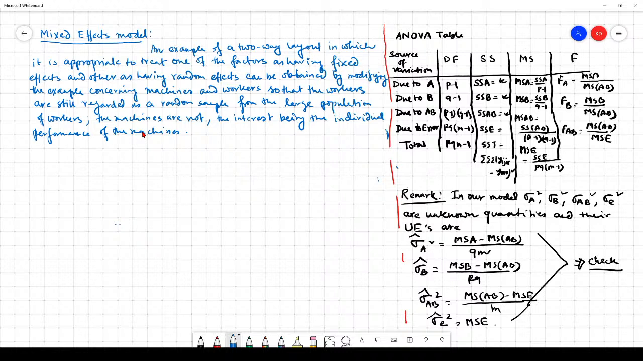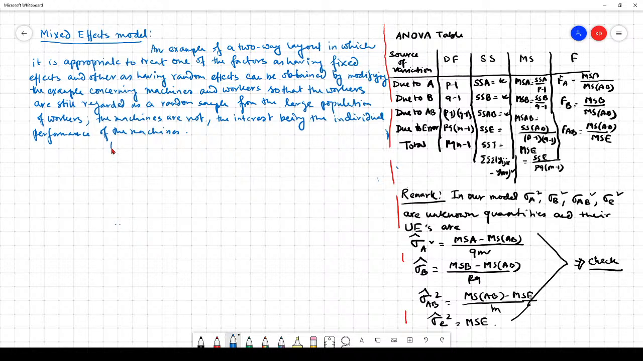So here one factor is random and another factor is fixed. That's why this is called the mixed effect model. For this example, I consider the effect of the worker as a random variable, but the machine here is fixed. So this is the example of a mixed effects model.